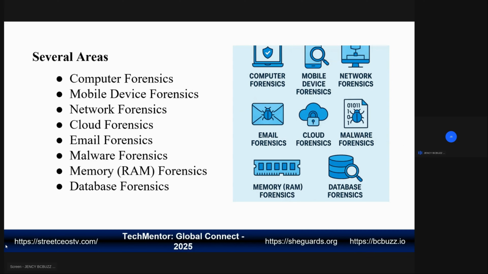Then the seventh one is memory forensics, which is based on RAM. It is a bit more advanced. It deals with analyzing data stored in RAM, the temporary memory of a computer. This is especially useful during a live investigation, where you can capture information about currently running processes, open files, and even passwords that might be in memory.